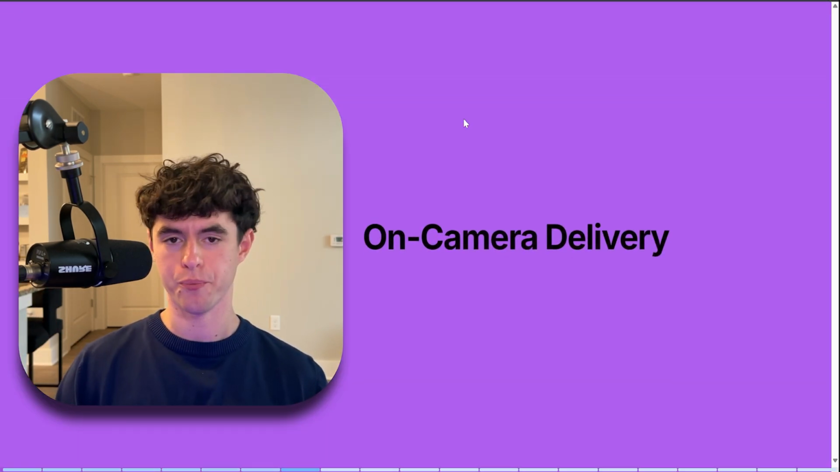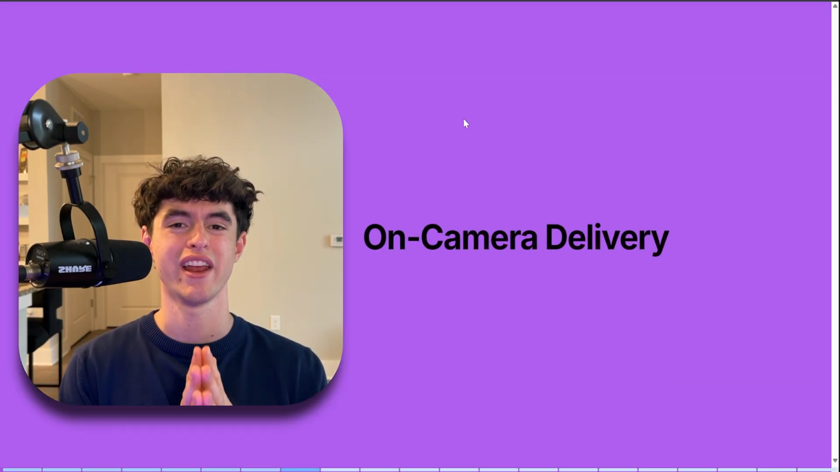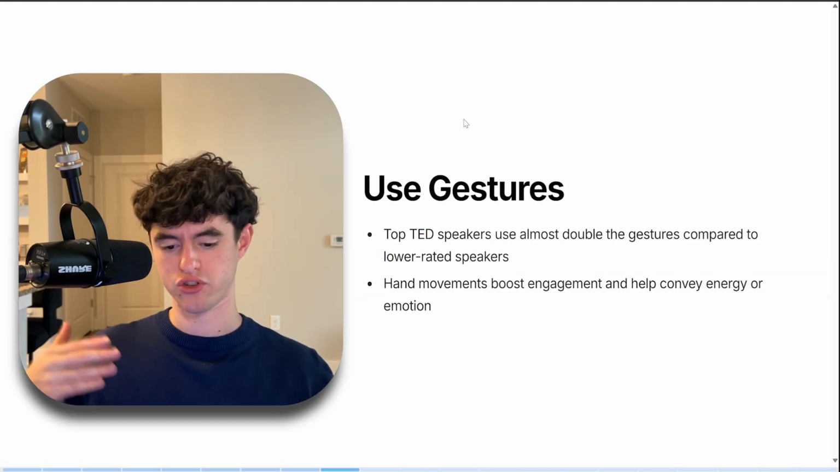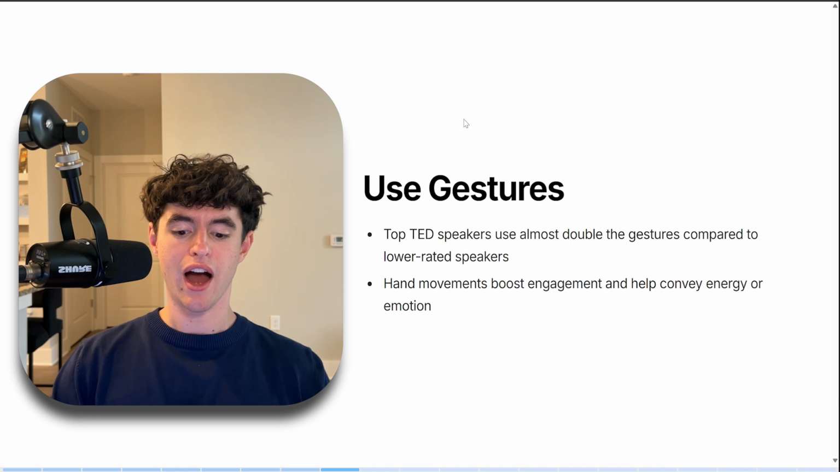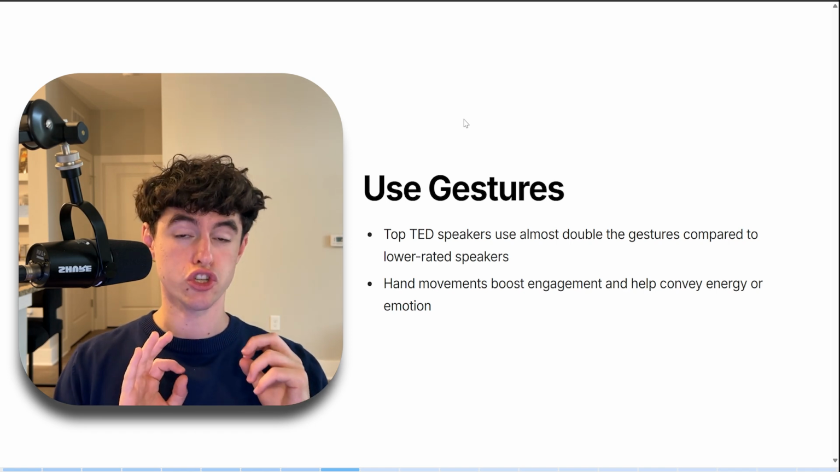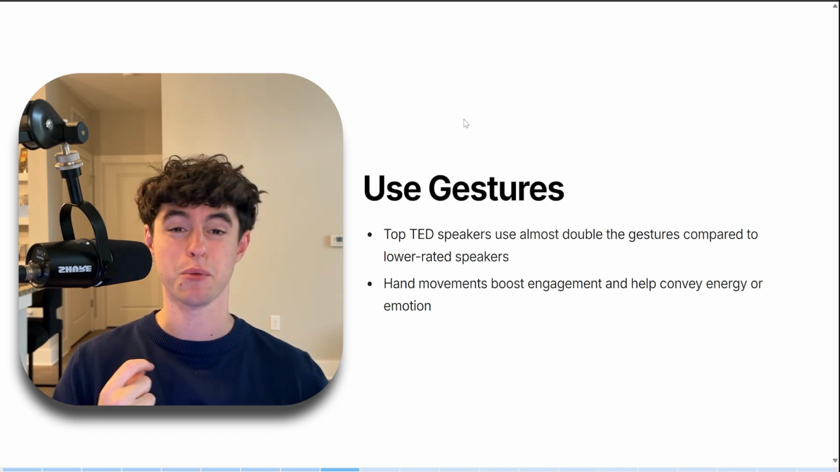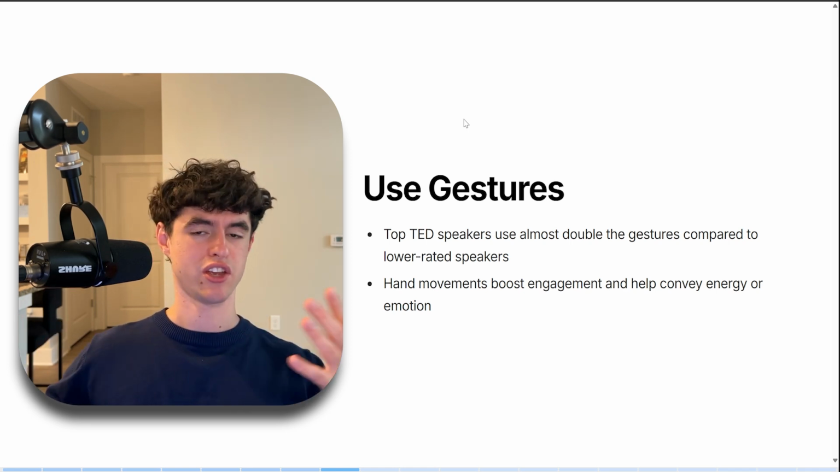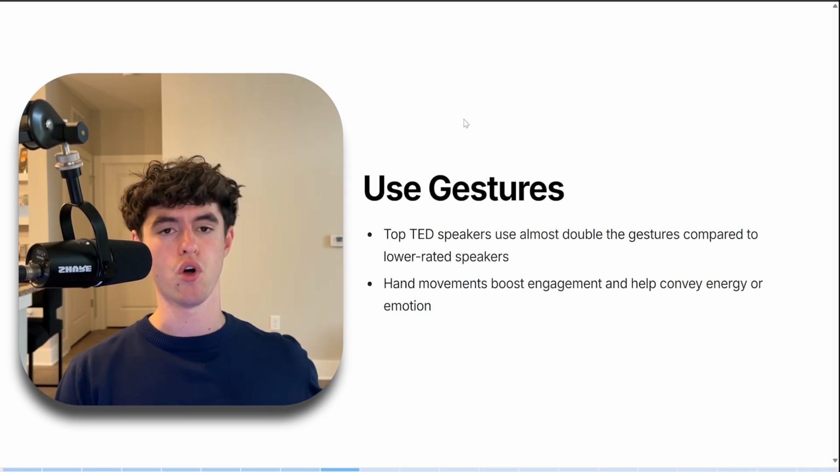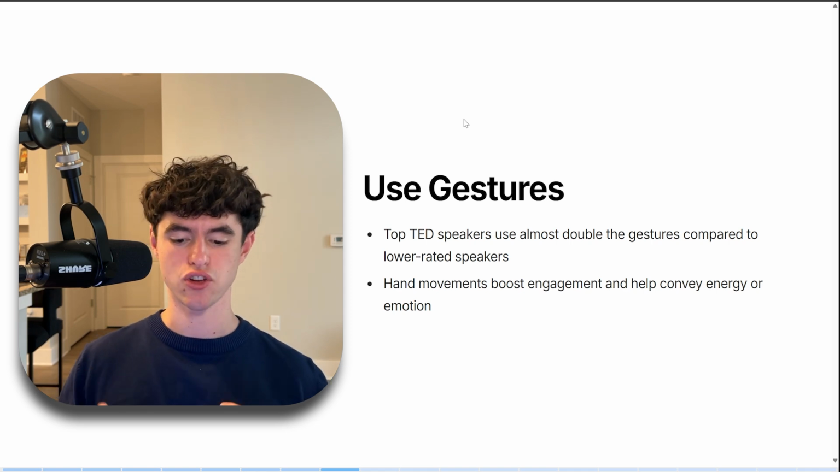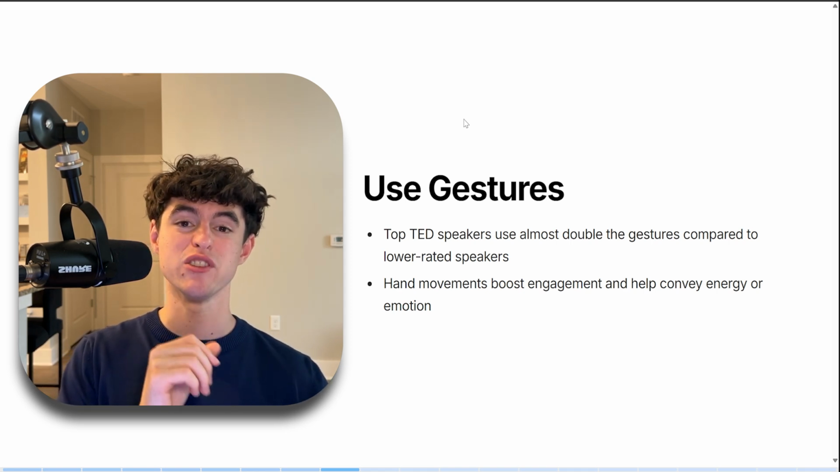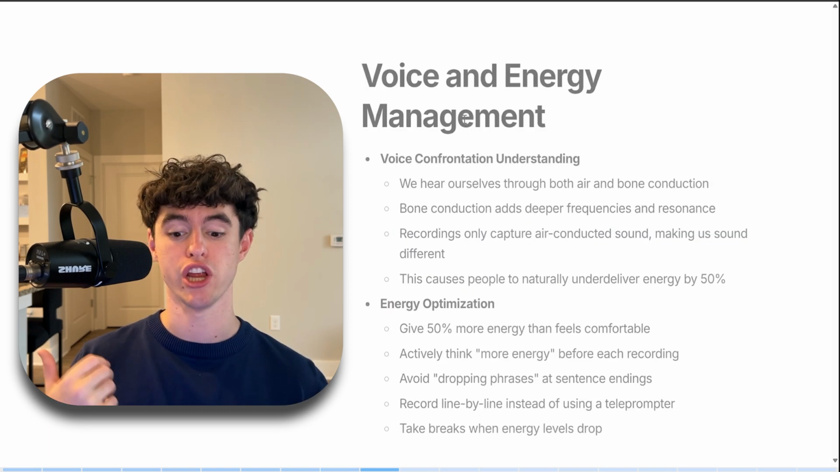So the next aspect is recording the ads themselves. The first part of this is understanding on-camera delivery. When you're speaking on camera, you want to use gestures, kind of like I'm doing right now. Top TED speakers use almost double the gestures compared to low-rated speakers. Check out any TED Talk. You'll see hand movement going on. You'll see walking on stage, direct eye contact, all that kind of stuff. But an important fact to address here is that hand movements boost engagement and help convey energy or emotion.